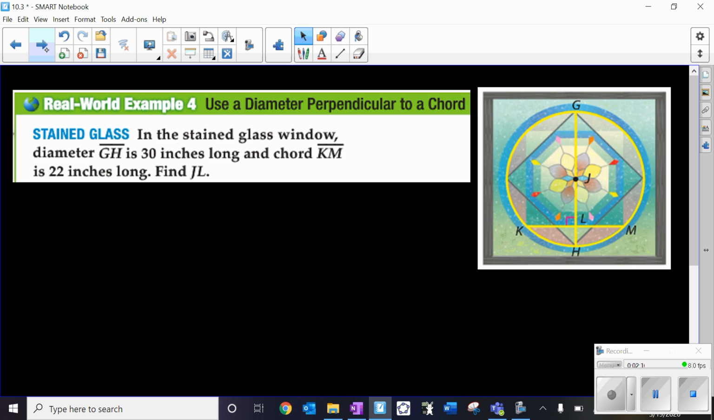We can extend this idea to a problem that looks like this as well. So now I give you a stained glass window, and I'm telling you that the diameter, GH, and it shows me all the way in here, GH is 30 inches long. Chord KM is 22 inches long. I want to find JL. Switch colors here. I want to find that one right there.